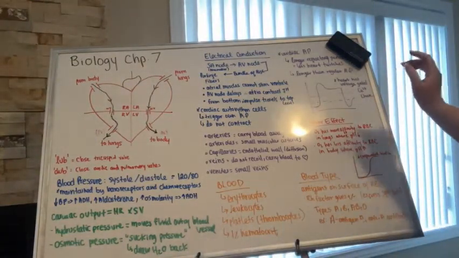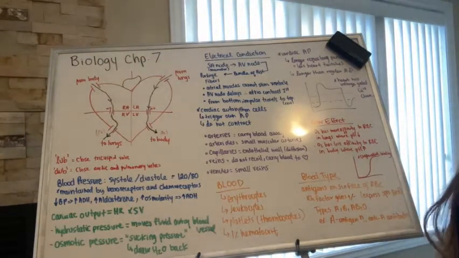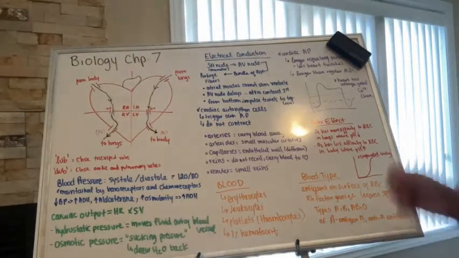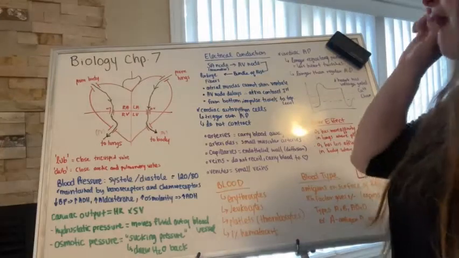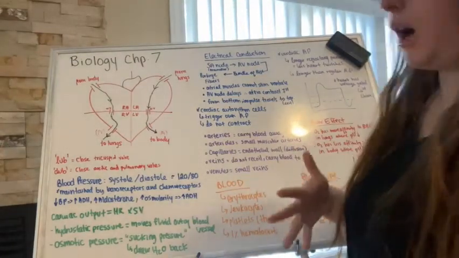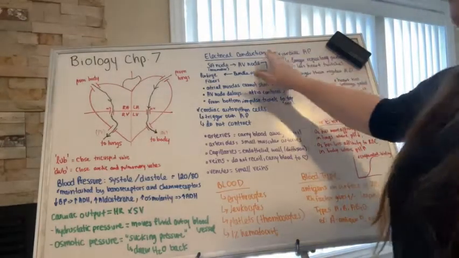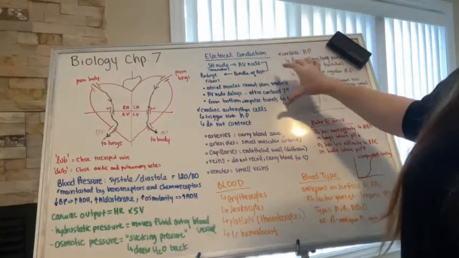Then we're going to come over here to our electrical conduction of the heart. And so your heart has cardiac autorhythmic cells, and this means that those cells can trigger their own action potentials, but they do not contract, okay? And so that, along with the electrical conduction pathway of your heart, I'm going to touch on this a little bit, and then we'll go into detail.